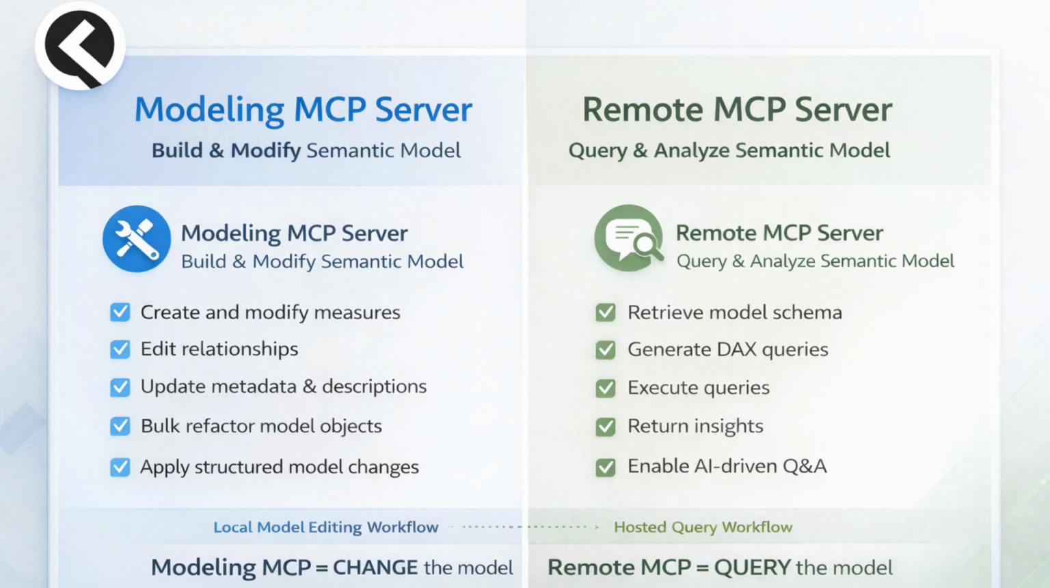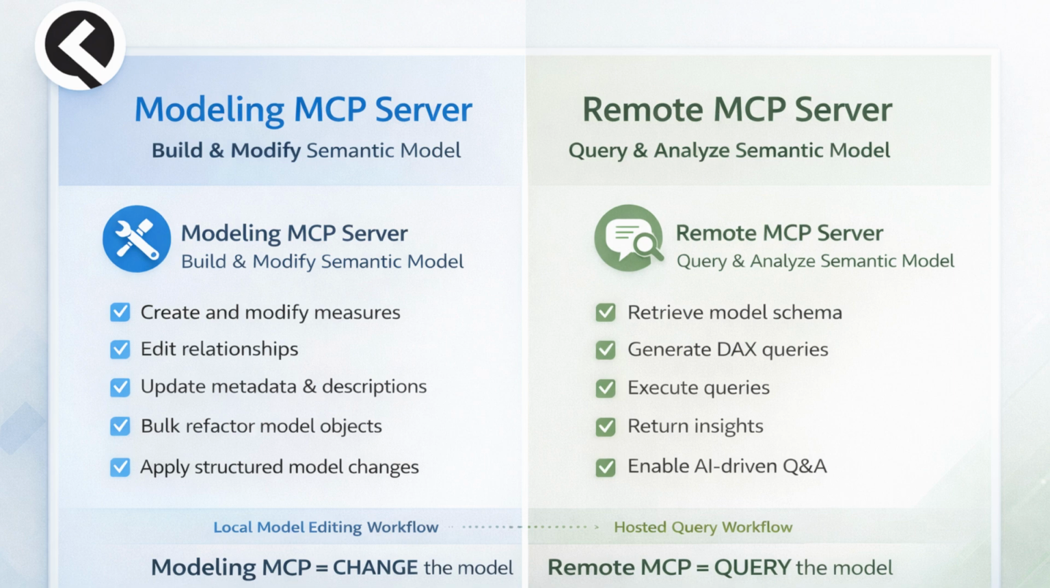And modeling MCP also allows AI to create or modify measures. It can edit relationships, it can update metadata, rename or refactor model objects, apply structure changes. So it's very, very simple, okay? Modeling MCP equals change the model.